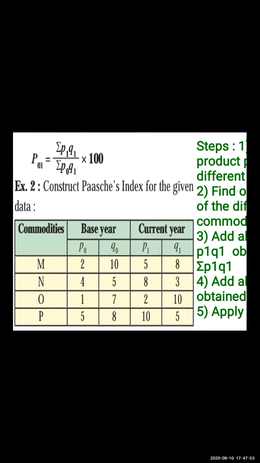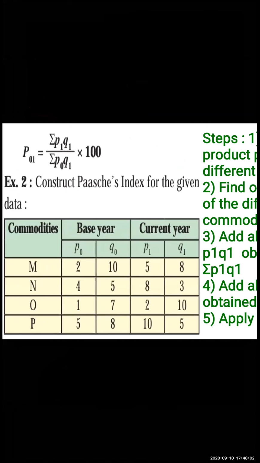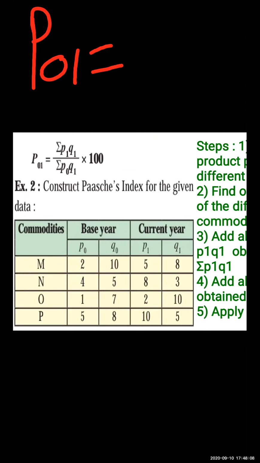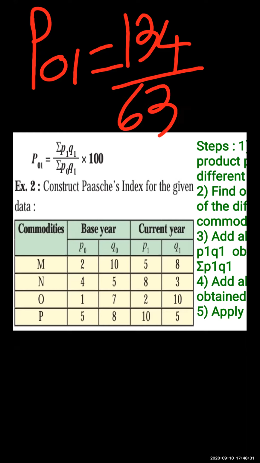Now we will put the thing in the formula. You have written the formula. Under the formula, write down the variables now. Capital P01 is equal to. Can you all help me with the numbers? What was your sigma p1 q1? Joel, recheck. Yeah, good. It was 134. And sigma p0 q1? Yes, good. 63, and multiply by 100. So what is the answer? Calculate and tell me.